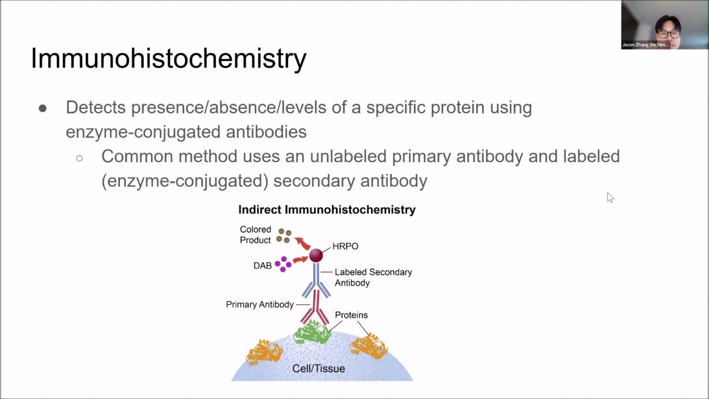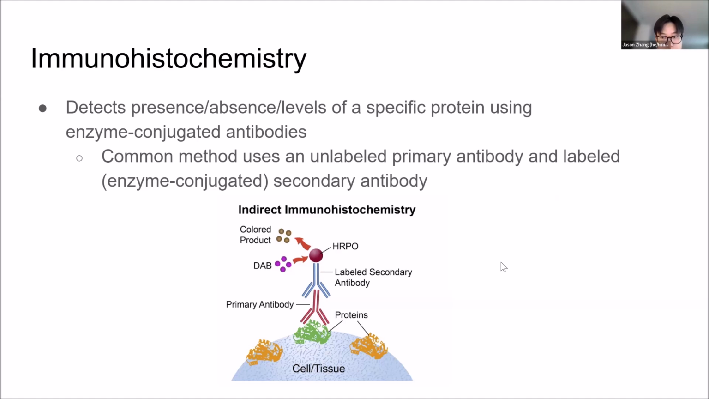Okay, and then IHC. This is really useful if you want to stain a specific protein. A lot of pathologists will, for example, if you want to see neprilysin in the kidney, you can stain for that.